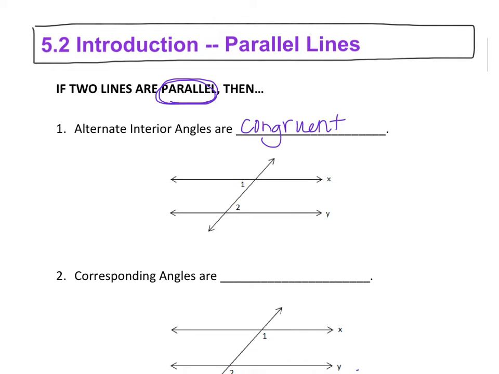So if we look at our picture, where's your transversal? Here's our transversal right here. Here's our two lines, our coplanar lines. And you can see that angle 1 and angle 2 are alternate interior.